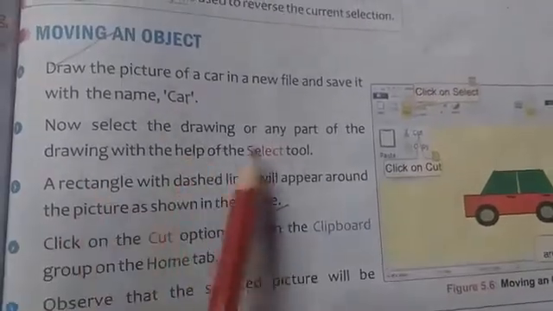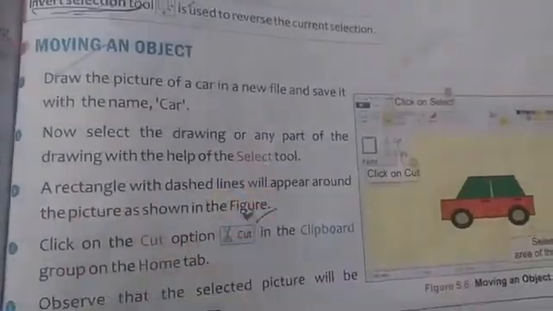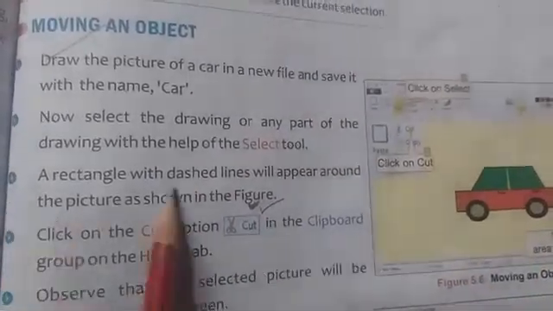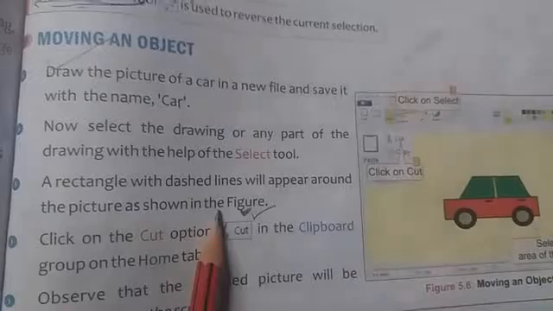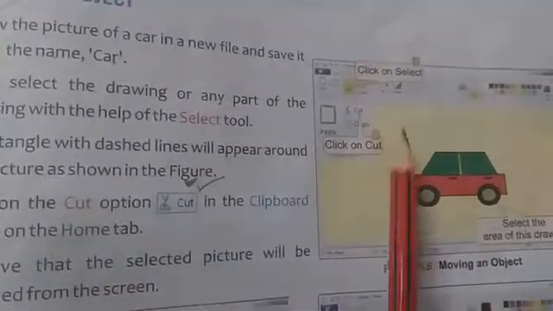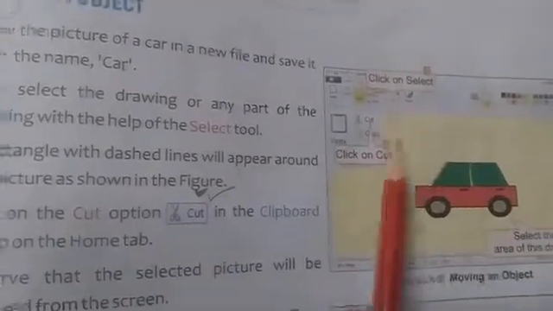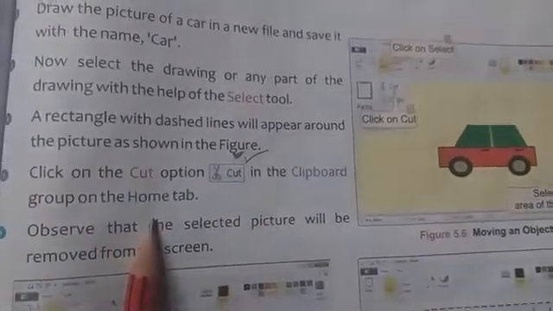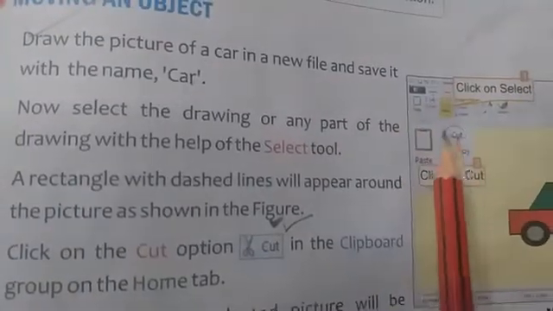Now select the drawing or any part of the drawing with the help of the select tool. After that you have to select this drawing. Then a rectangle with dashed line will appear around the picture as shown in the figure. Whenever you will select, then dotted lines will come. So then click on the cut option in the clipboard group on the home tab. Now we have to choose cut option from the home tab, this cut option.